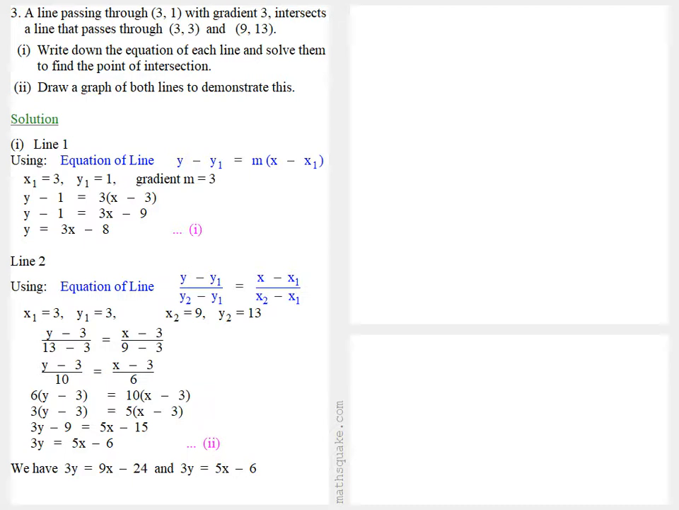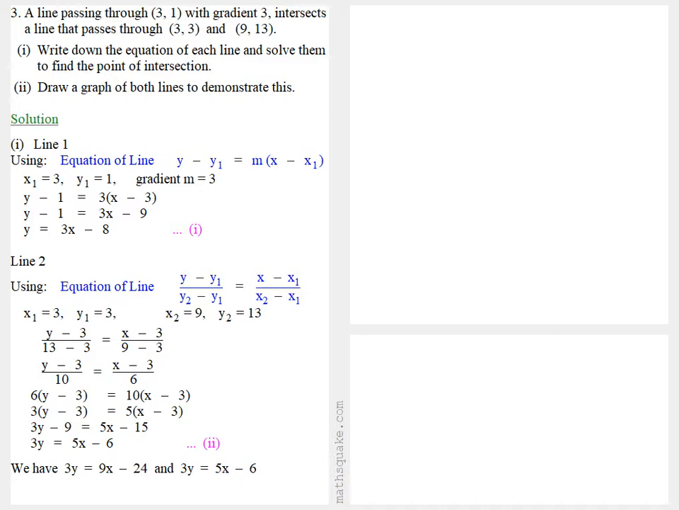Now, to draw this on a graph, we first need a grid. For line 1, we've got to mark the point 3, 1, and then draw a line with gradient 3. Now, to do that, we need to draw a triangle with slope 3. So if we take the base as 2, the height would have to be 6. So if we draw that triangle at the point 3, 1, we can draw the line up the hypotenuse of the triangle, and that gives us our first line.